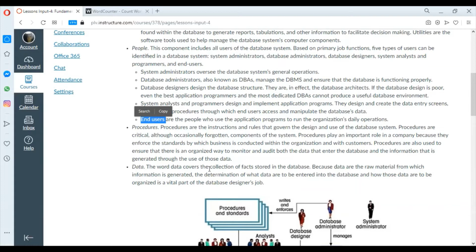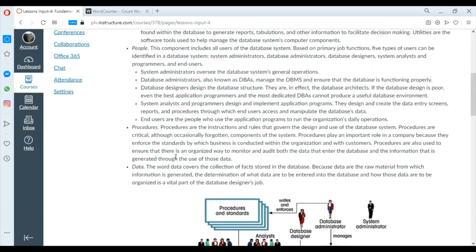Next component, we have the procedures. Procedures are instructions and rules that govern the design and use of the database system. They are critical, although occasionally forgotten, components of the system. They play an important role in a company because they enforce the standards or rules by which business is conducted within the organization and with customers.